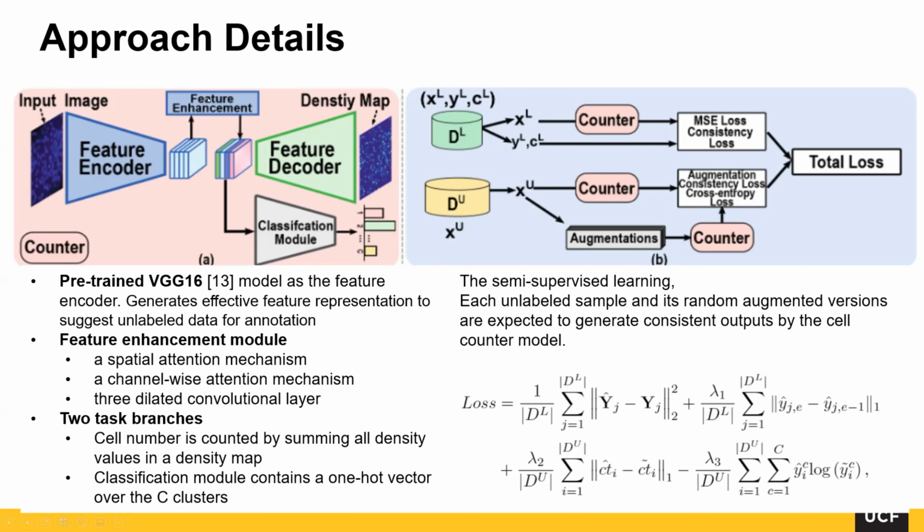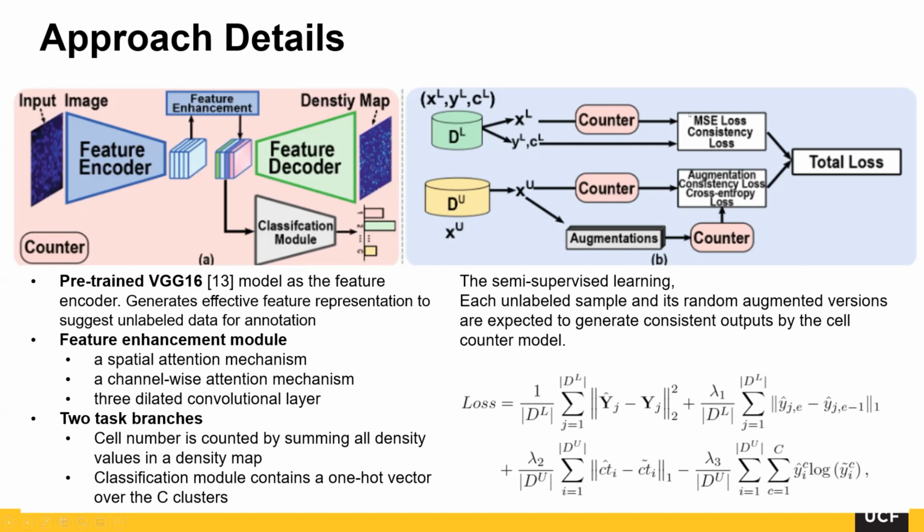Once the features go through this feature enhancement module, they are fed into the two different task branches. You have your feature decoder. Its actual job is to spit out the density maps or the counts for the input image. And then you have your classification module, which generates C clusters for the unlabeled data to be used later for suggestive annotation. So on the left is the actual heart of the counter. And then on the right, the image shows how they go about their semi-supervised learning. So you have your labeled images and all the unlabeled images.